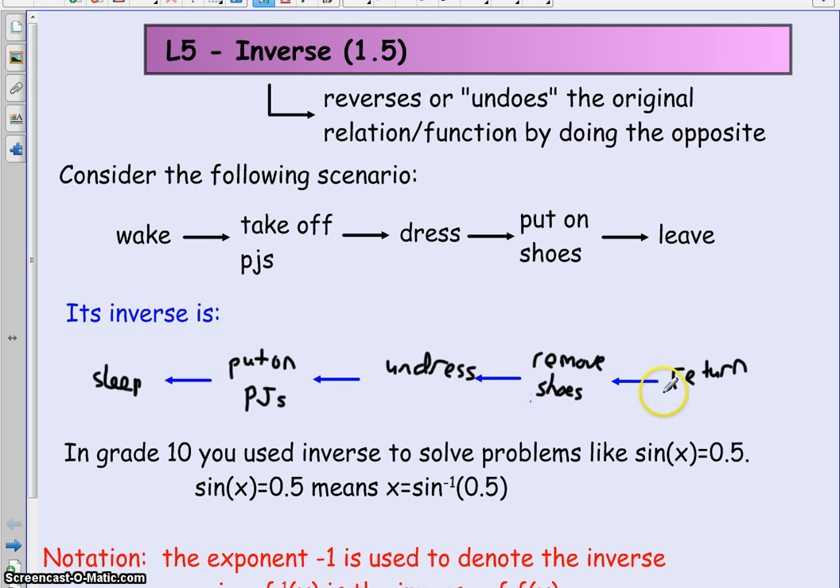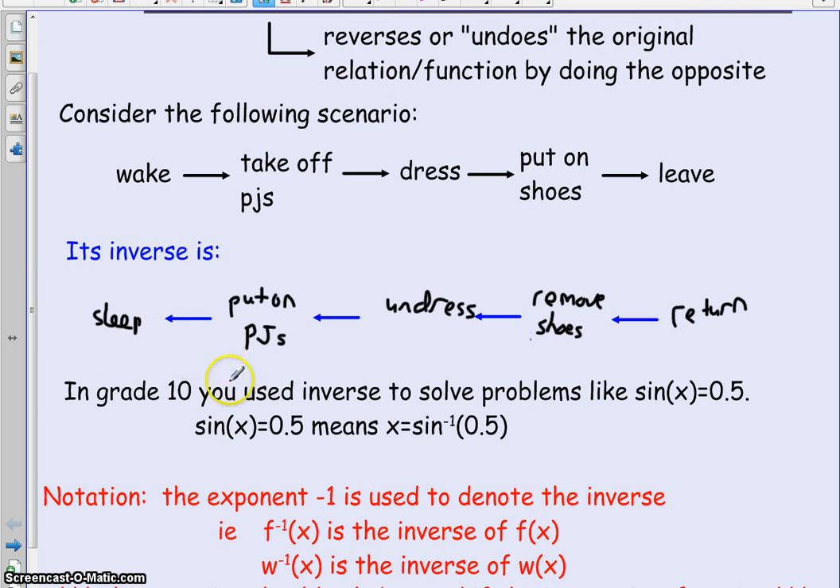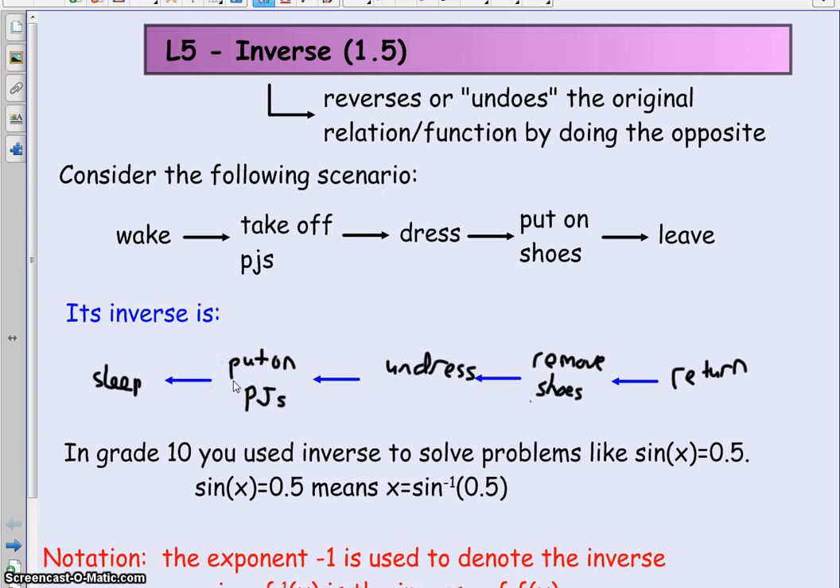You'll notice that we reversed all the operations, or the actions, and of course we reversed the order of them as well. So we're going to be applying this to some actual relations and functions and seeing what that means in terms of graphs and everything else.